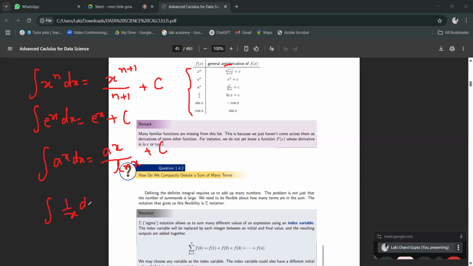Integration of 1 over x is log x, and log can be represented by ln x. Integration of sin x is minus cos x. And integration of cos x is sin x.